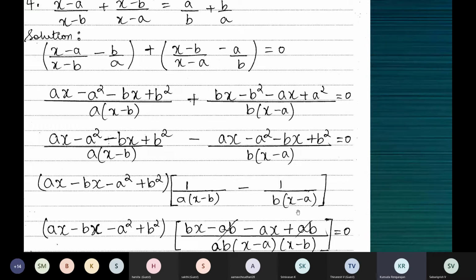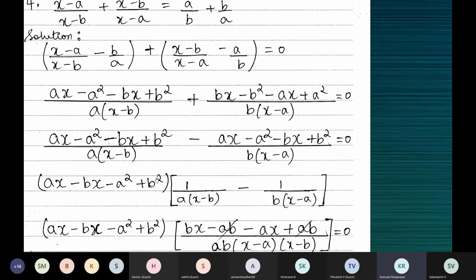So A into B into X minus A into X minus B is the common denominator. You need to multiply the numerator with B of X minus A and this one with A of X minus B. The numerator here will be B into X minus A. The numerator here will be A into X minus B.